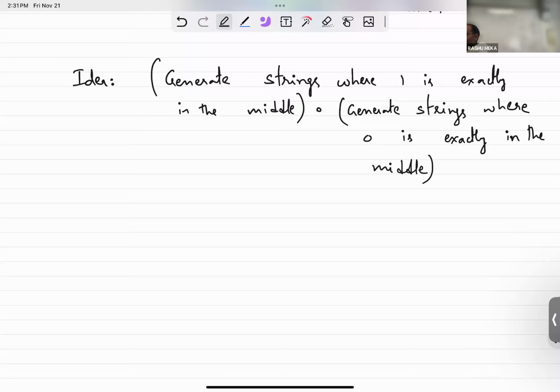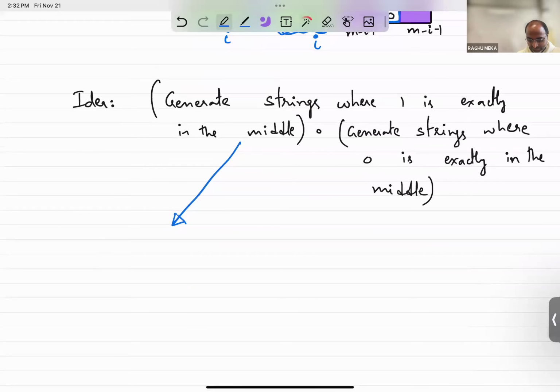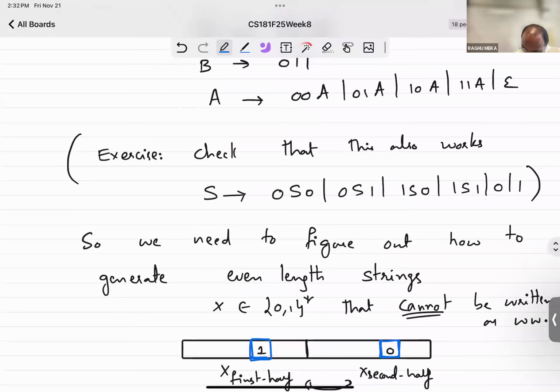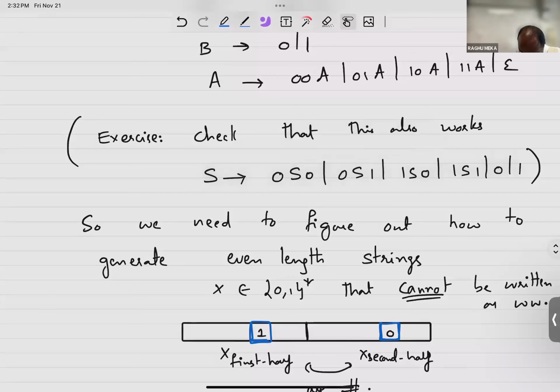Again, concatenation is something easy for context-free grammar, so we can work on each half separately. So how can I generate strings where the middle symbol is a 1? What's a grammar which can generate these strings? Any suggestions? Exactly. In fact, the answer was kind of here. We just need to change this a little bit.